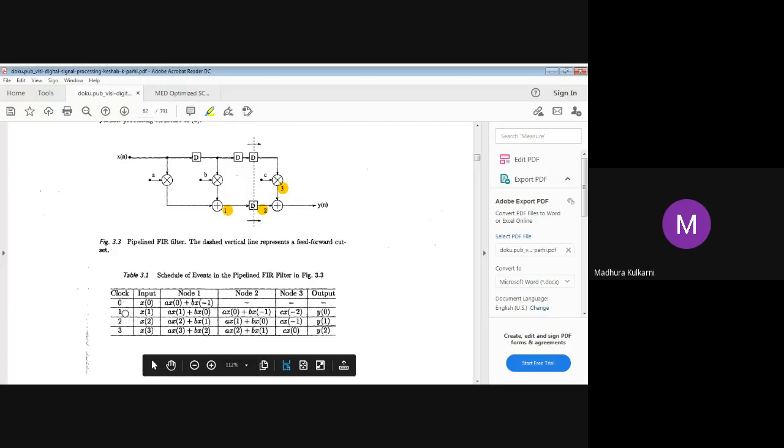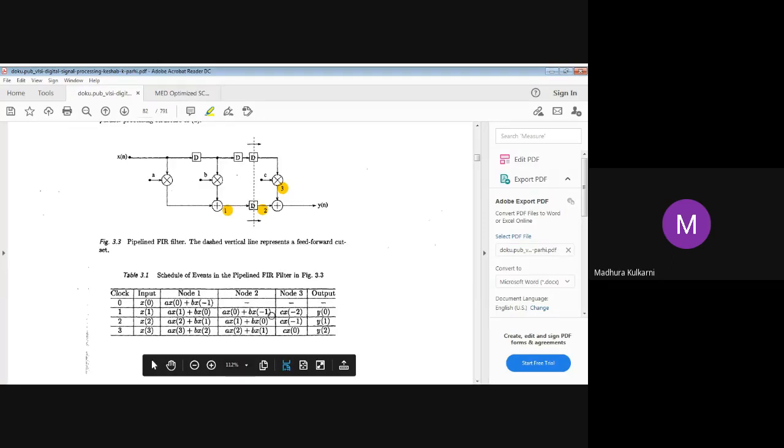Next, let us say clock 1. At clock 1, this will be ax of 1 plus bx of 1 minus 1, that is bx of 0. So your node 1 will be ax1 plus bx0. Now, this will be passed on to the second adder. Remember, in this clock cycle, when this output is going to this adder, there is one delay element present here. So whatever output we are getting at node 1 would be delayed by 1. So at node 2, you will get 1 minus 1, 0 and 0 minus 1, minus 1.